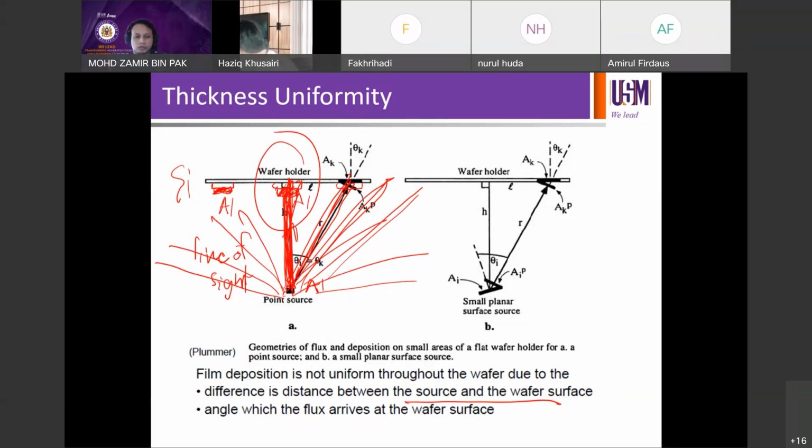Okay, so the angle at which the flux arrives is different, so that will cause the distance traveled to be longer. And to mitigate this issue, to control or overcome this problem, the sample can be rotated. Okay, so this holder, you can actually rotate.